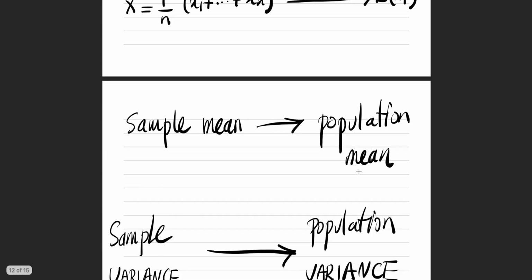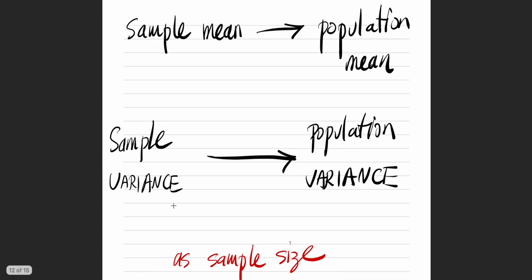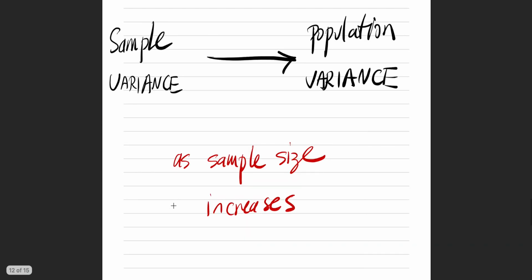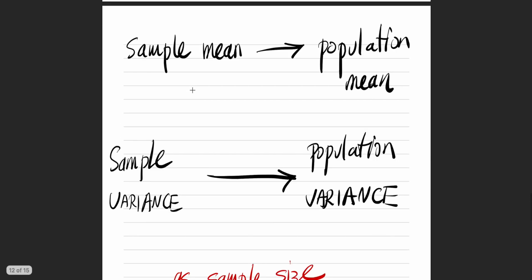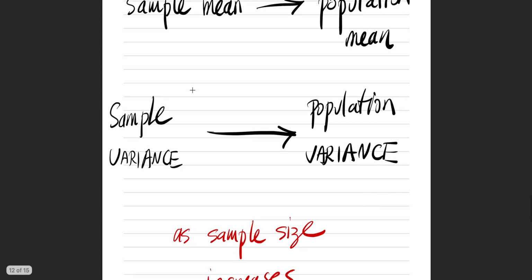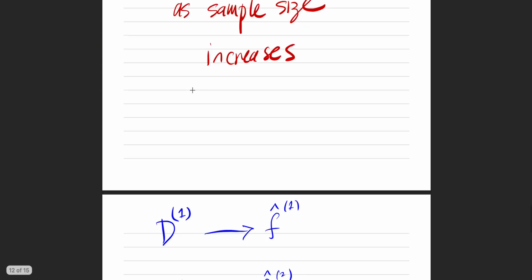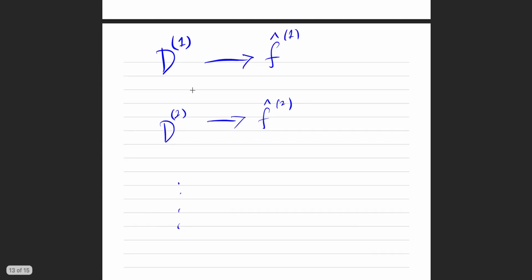So sample mean goes to the population mean. Sample variance goes to the population variance as long as the sample size increases. So in a simulation, we would just draw a lot of samples from the same data generating process and then calculate sample variances, sample means, and subtract them, and then we have estimates of the bias and variance.